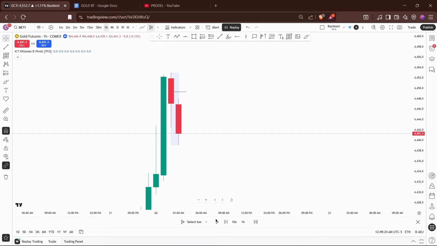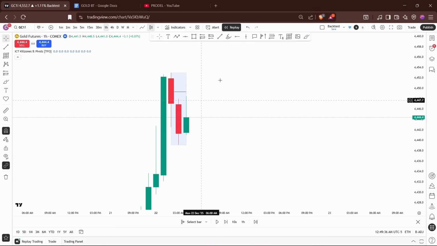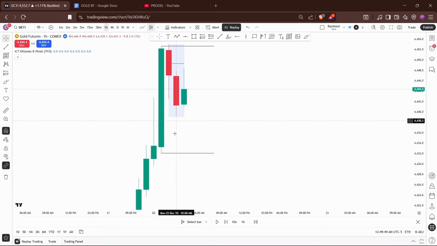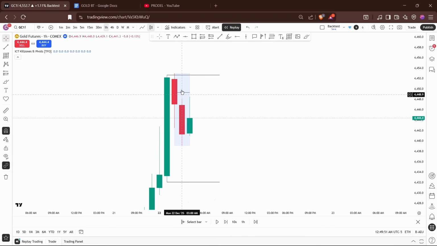This is the 3 AM candle. It closed below this candle low, but it's inside this bullish candle range. If the bearish candle broke this bullish candle range, then I would look for the sell entry. But there is the bullish candle range which is holding the market, so I will look for only buy trade.